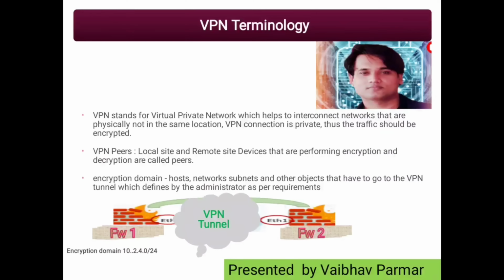Also, you might have heard a lot about a term like encryption domain. People almost think the encryption domain is something related to VPN encryption technology or technique, but it is not. Encryption domains are your hosts, network subnets, and other objects that have to go into the VPN tunnel so that the remote site can access them. In simple words, the encryption domain is your side and remote side subnets which users will securely access via the VPN connection.